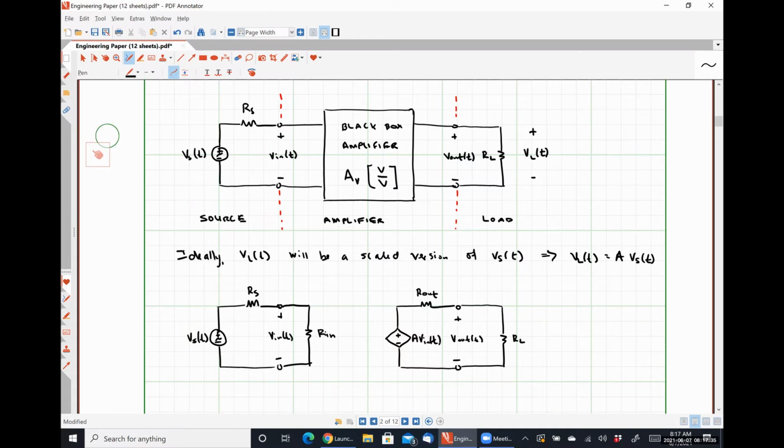The reason I'm using a dependent voltage source is because I know that there needs to be some coupling between the input and the output, right? Because the whole point of this thing is to scale up our input signal. And so that dependent voltage source is doing exactly that. It's taking our input signal and making it bigger. That's all that dependent source does. So I'm going to put a box around this.